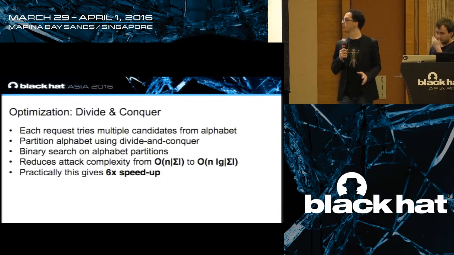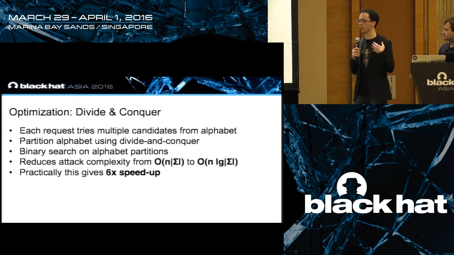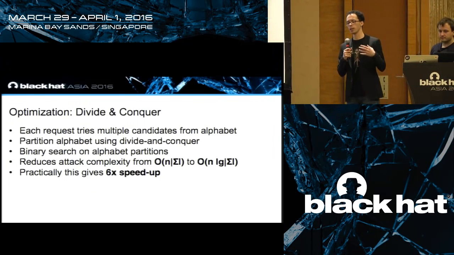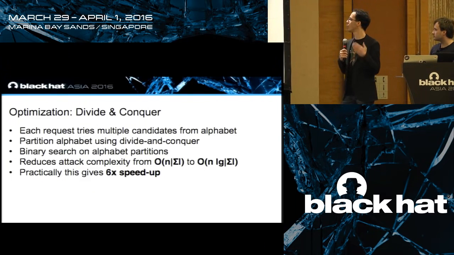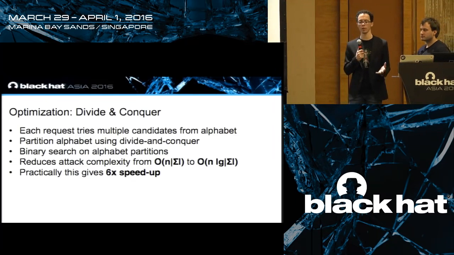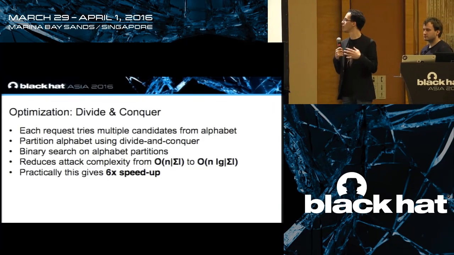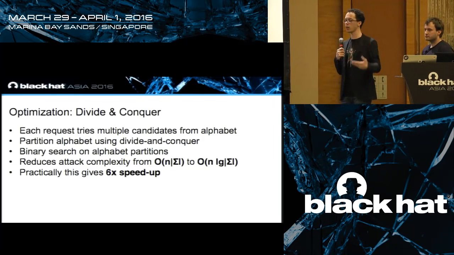What is divide and conquer? So divide and conquer states that instead of issuing the request sequentially, 1 character at a time, we divide the alphabet in 2 halves, the first one and the second one. And we try each half repeatedly.